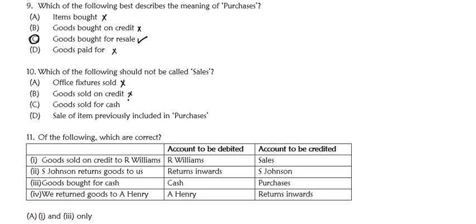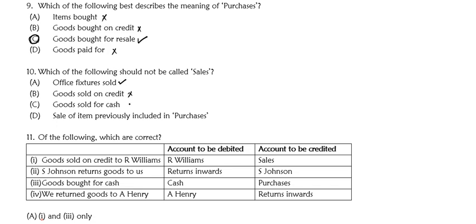That's right. Which of the following should not be called sales? Office fixtures sold. Office fixtures sold, this is not a sale. That should not be called a sale. That is a sale of a non-current asset. So if you sell a non-current asset, we don't record that in the sales of the business.